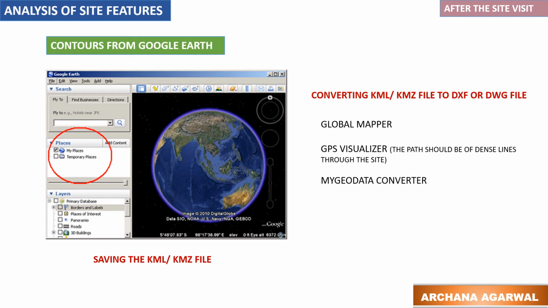KML file or KMZ file created either by using Google Earth or any other website can be converted into a DXF or DWG file to be used in AutoCAD. Global Mapper is very easy to use, and so is My Geodata Converter. For GPS Visualizer, the path created in the Google Earth has to be more dense with more number of lines covering the site.